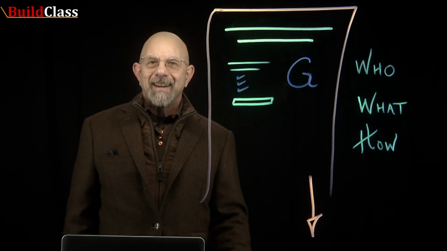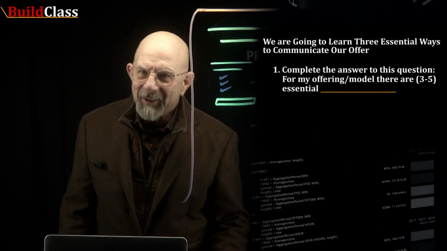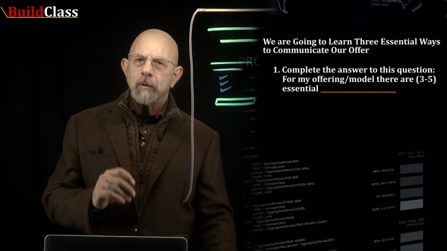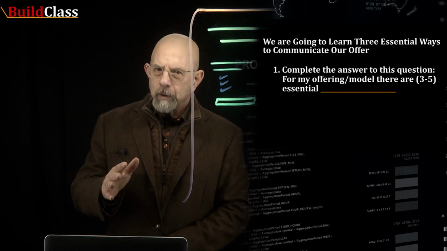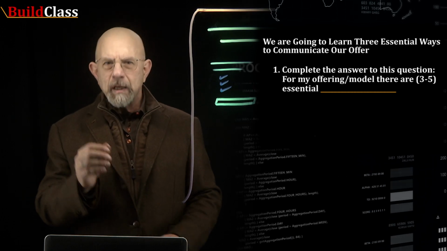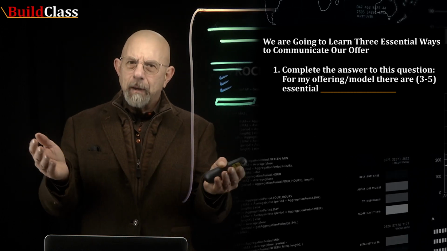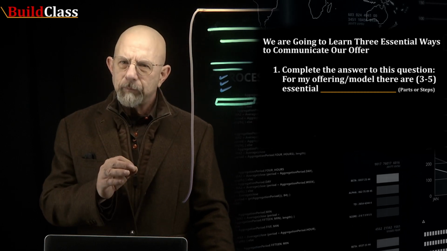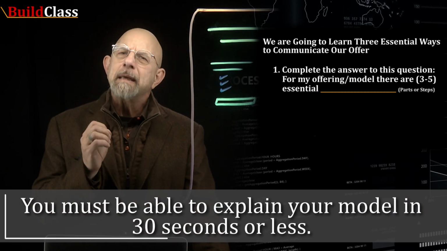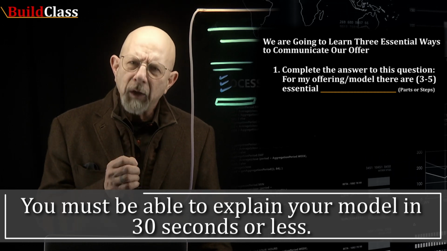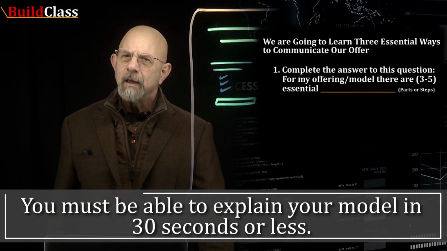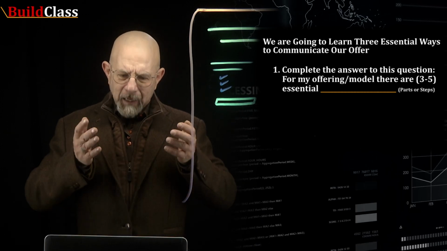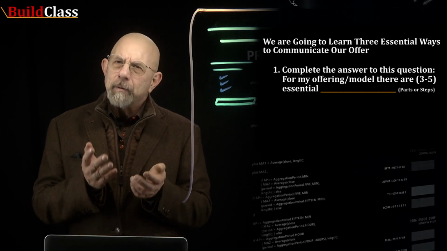And here then is the first point. Number 1, complete the answer to this vital question: for my offering or model, there are 3 to 5 essential, now you see a blank, here it is, parts or steps. Marketer, you need to be able to explain your model in less than 30 seconds. And to do that, you've got to get good at explaining it and breaking it down into its important parts.